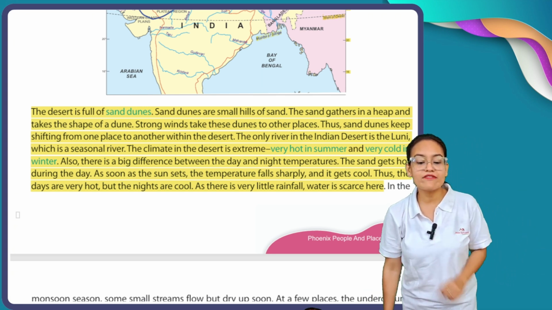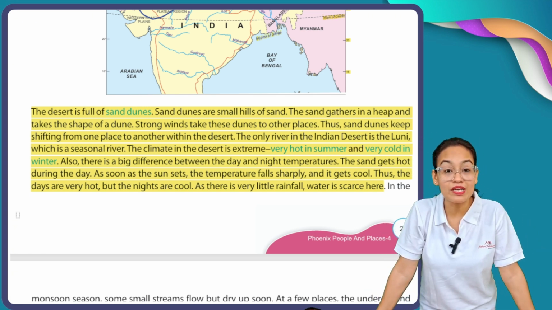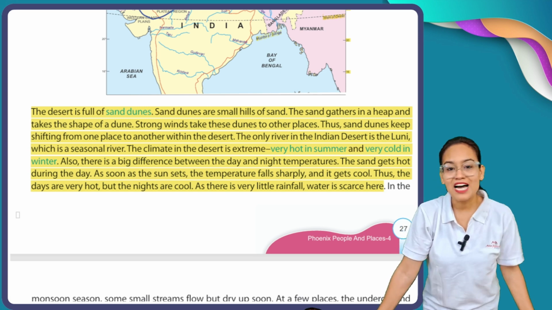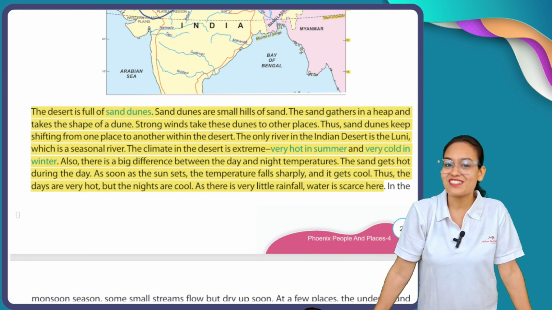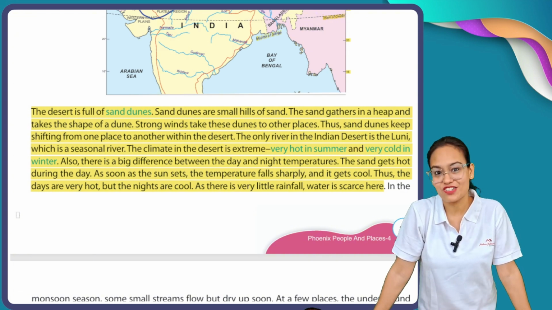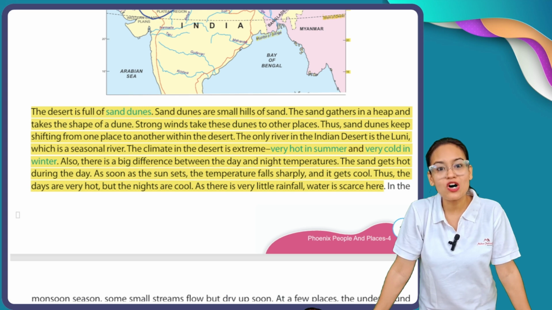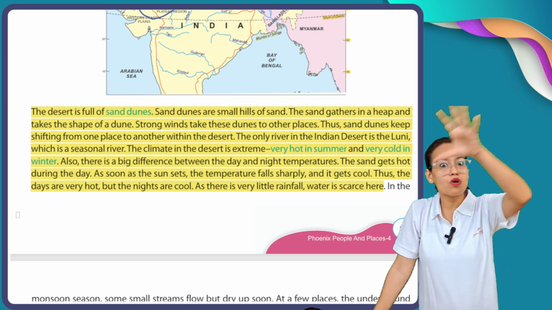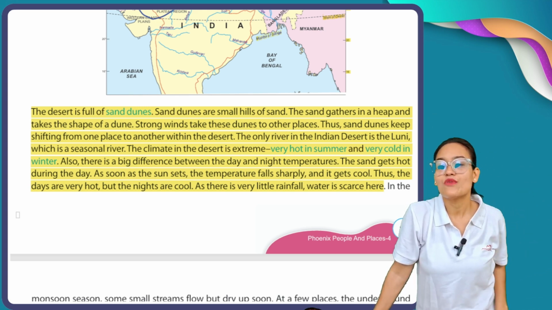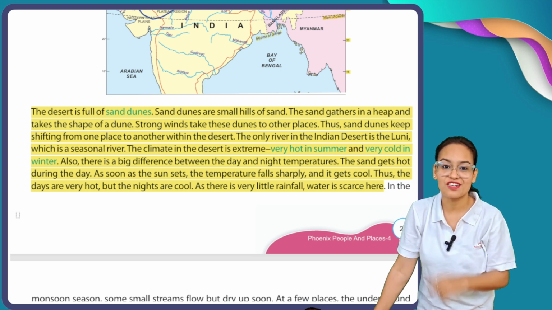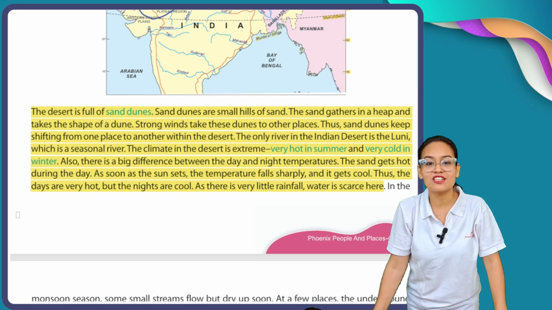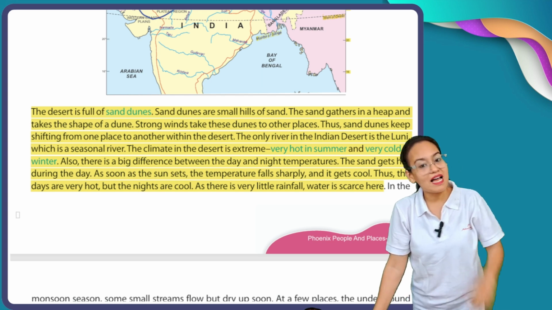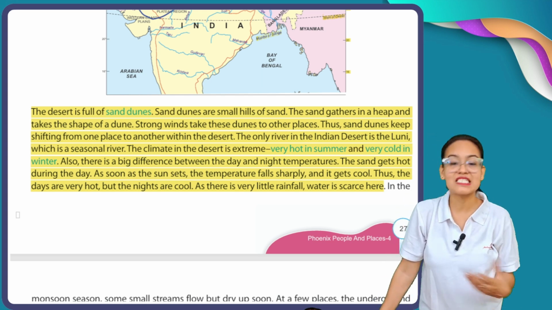The only river in the Indian desert is the Luni, which is a seasonal river. As you can see, it is a magic of our Mother Earth, or we can say it is the magic of our nature. And what is this magic called? See, in this whole Great Indian Desert, we also find a river, and the only river which flows in the Great Indian Desert is the Luni River. But always remember, Luni River is a seasonal river.